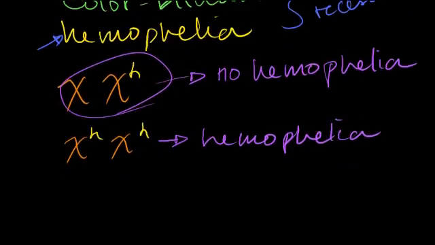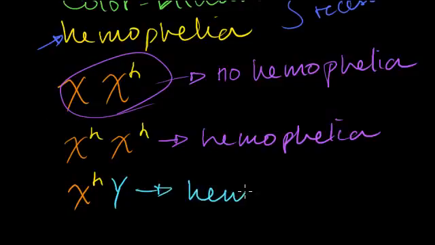Now men, they only have one X chromosome. So for a man to exhibit hemophilia, to have this phenotype, he just needs it only on the one X chromosome he has. And then the other one's a Y chromosome. So this man will have hemophilia.